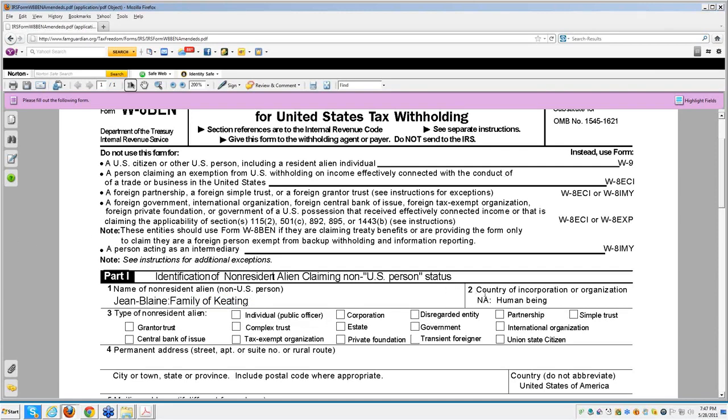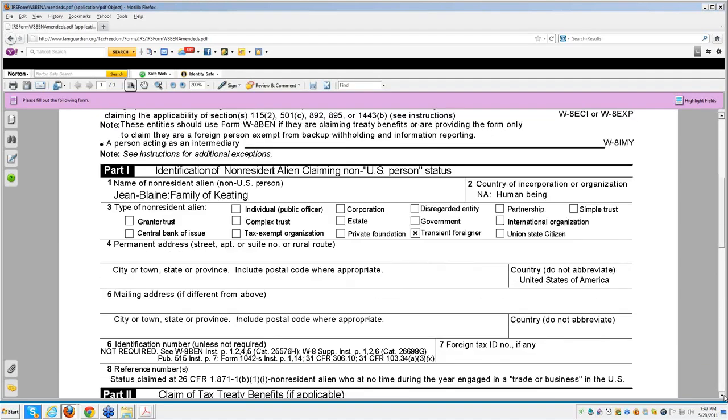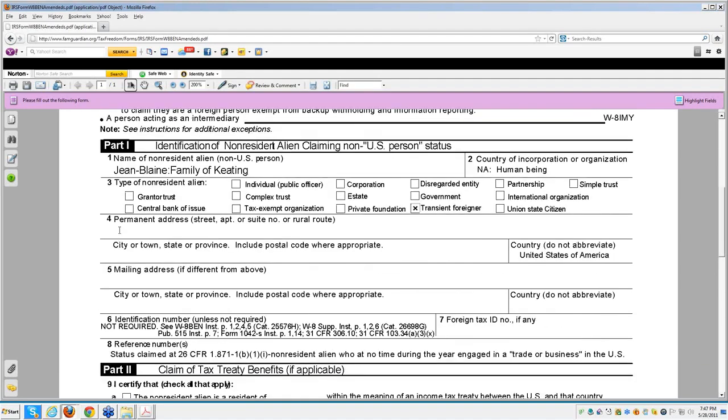Notice it says here, country of incorporation or organization, human being. So you put transient foreigner. You click this box right there. Yeah. So you put NA, human being. Okay. Permanent address.